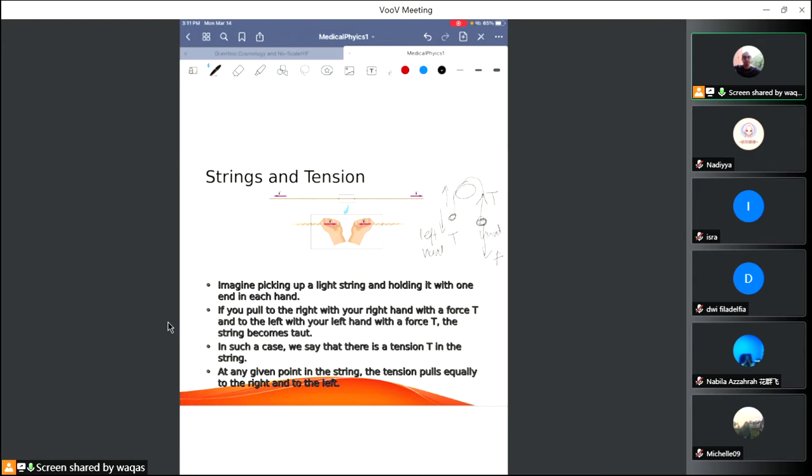Understand? In such a case we can say that there is a tension in the string. So when we apply a force on a string, then there is a tension in the string. At any point in the string, the tension pull is equal to the right or left. For example, if you want to know the tension here, it is equal to the force. If you look here, it is also equal to the force applied in this direction.